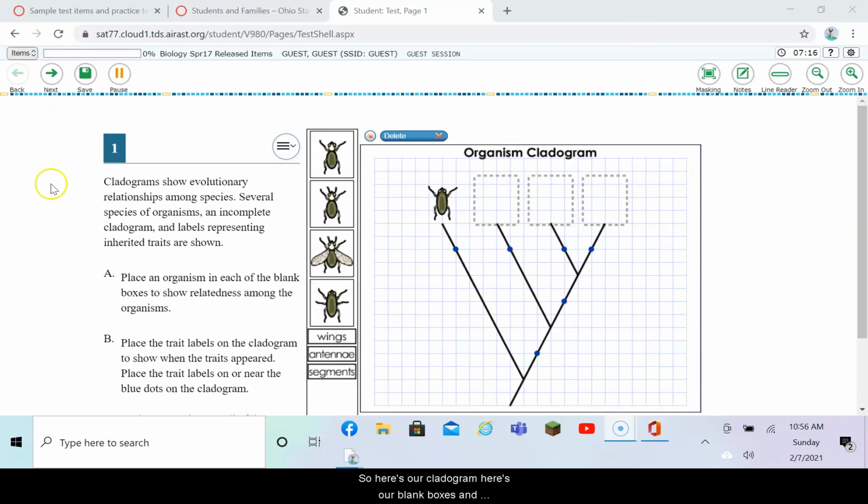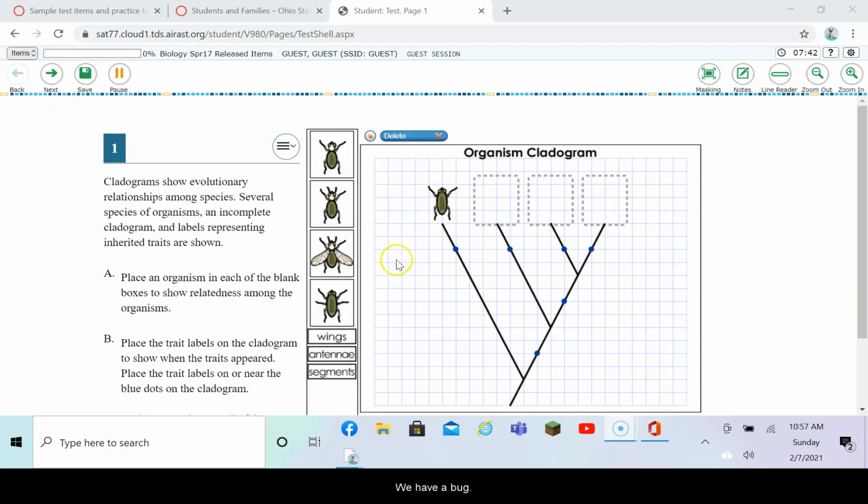So here's our cladogram, here's our blank boxes, and here's our blue dots. So we have a bug here, and it doesn't seem to have any antennas or wings or segmented bodies. But here's our words: wings, antenna, and segments. So let's go and make our cladogram and show the relatedness between these bugs.